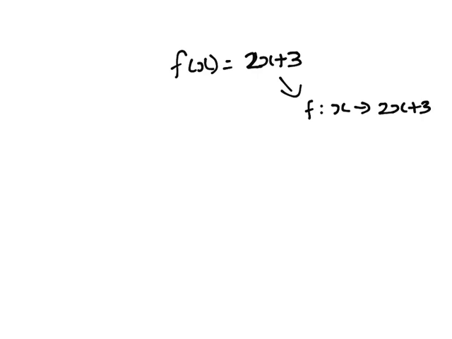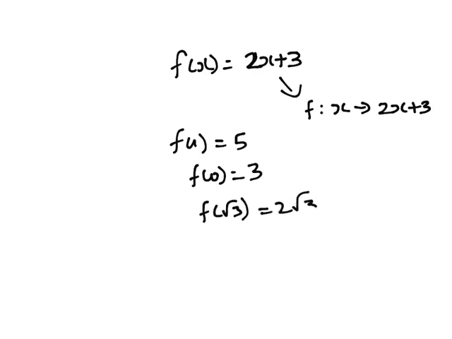Okay, now I want to find the domain of this linear function. Now you may notice that whatever I substitute for x, like for example, let's say f of 1, then I'll get 5, which is the output, which is a real number. If I find f of 0, again it is 3, again a real number. Let me find f of root 3, it is 2 root 3 plus 3, again a real number. So whatever real number you substitute for x, you will always get a real number as the output.